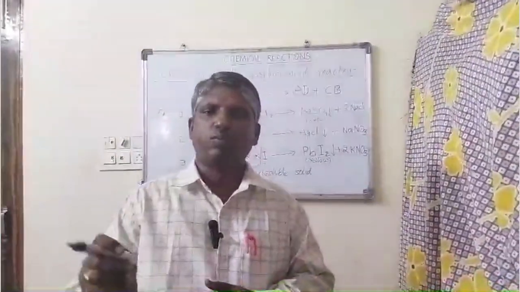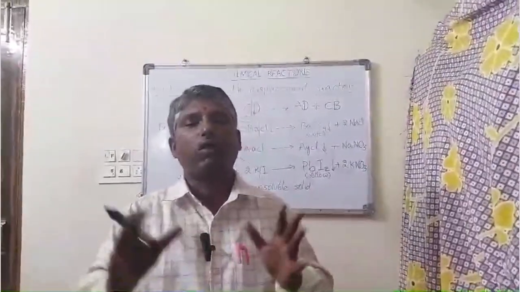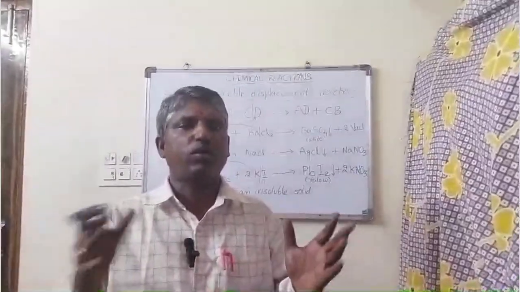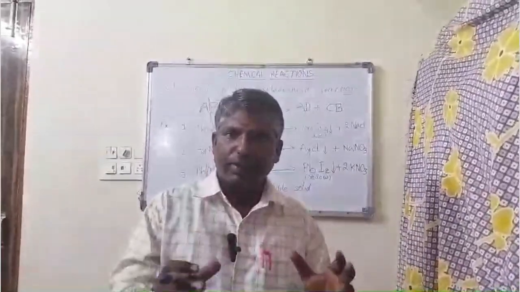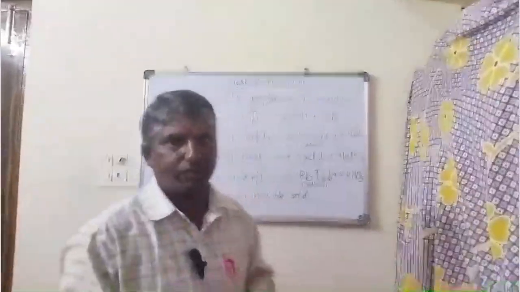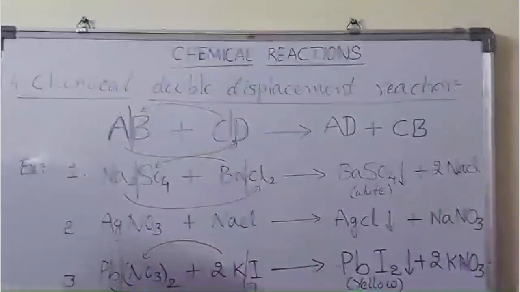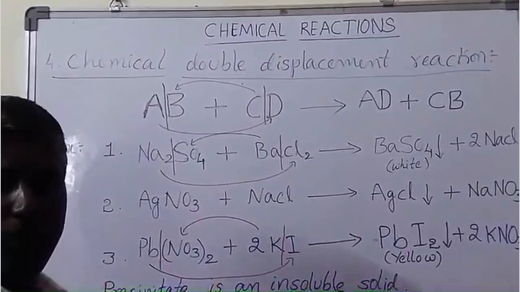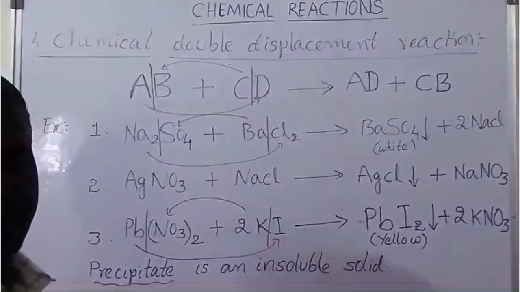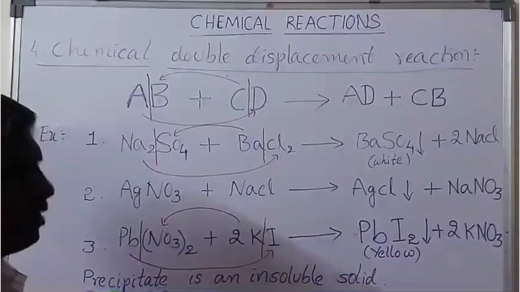In a chemical double displacement reaction, the reactant side and product side both have compounds. Compound means a mixture of two or more different substances. A chemical double displacement reaction can be expressed with one general equation. AB plus CD. Here AB is a compound, a mixture of A and B, and CD is a compound, a mixture of C and D. Both are different.